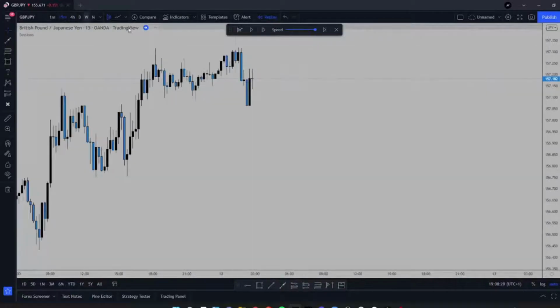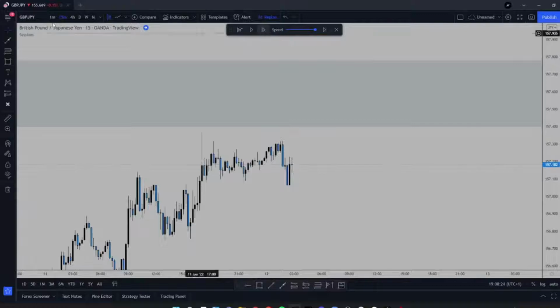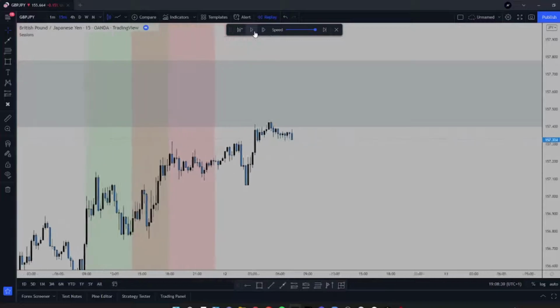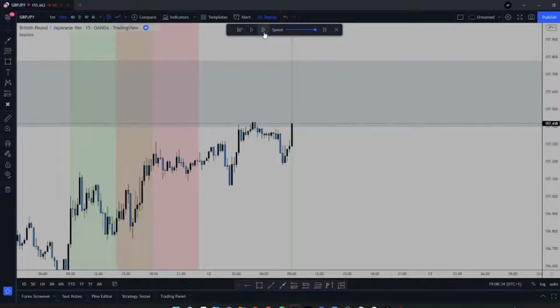I'm going to go to our lower time frame. We see the zone is nearby. Okay, we're going to use our sessions indicator to see where we are. We are doing Asian sessions, so this might happen during London or New York, who knows. Okay, so London is opening.